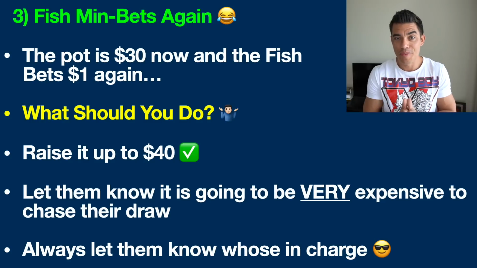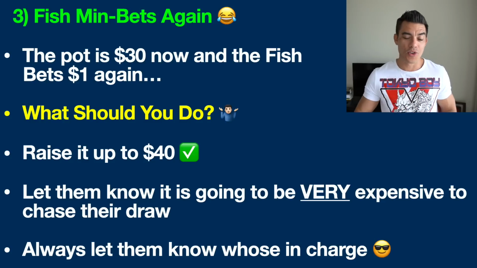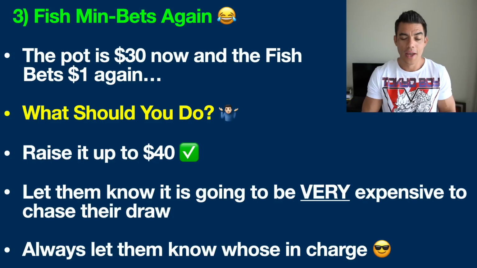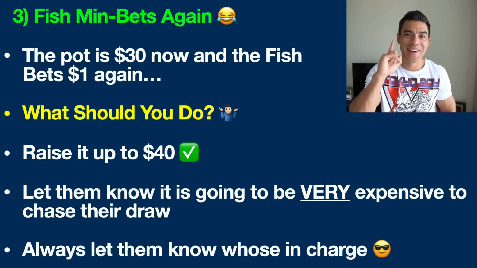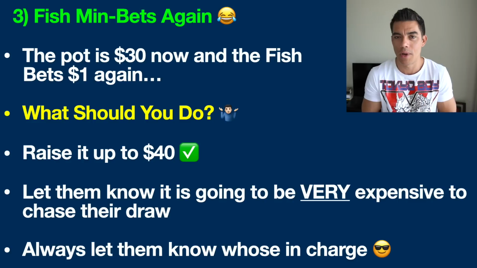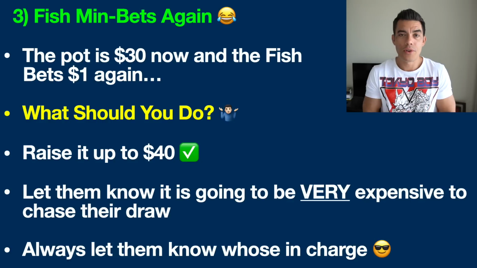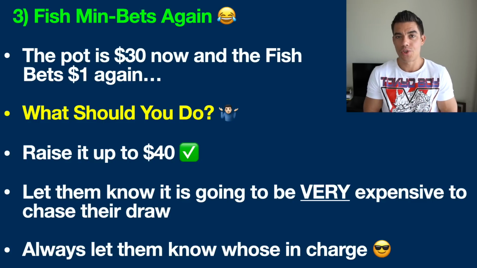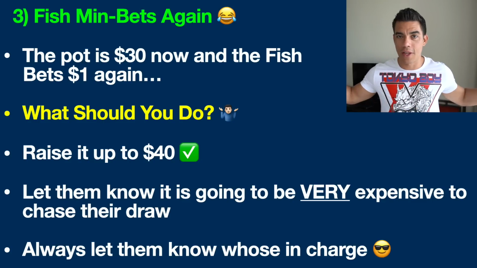So let's assume that the fish min bets into us again. So the pot's going to be $30 now, of course, because they called on the turn, and the fish bets $1. Once again, guys, just like before, do not call in this situation like everyone else does. Do not play into their silly game, because what they're doing here, guys, is they're trying to bait you along. They want you to just call their meaningless bet in order to be able to get their cheap showdown. This is some sort of 10th level fish math.